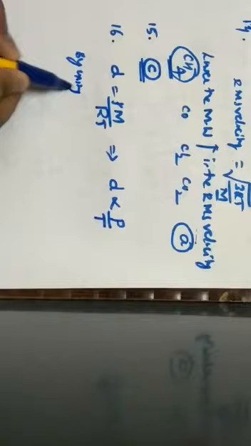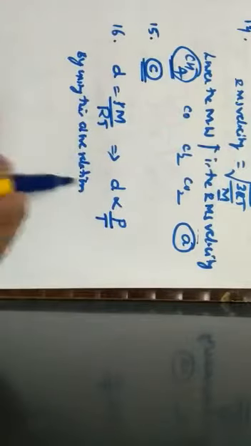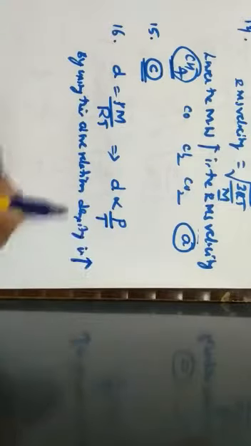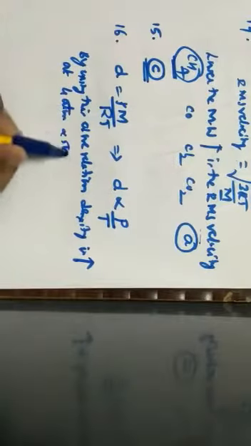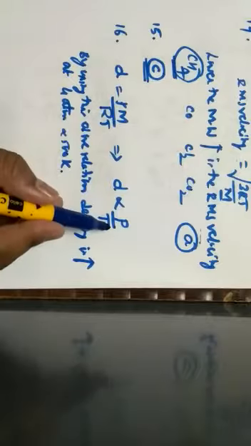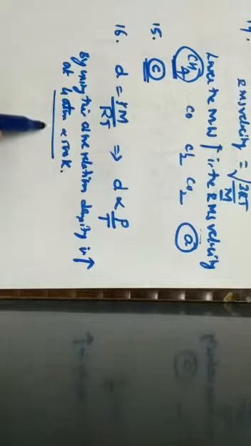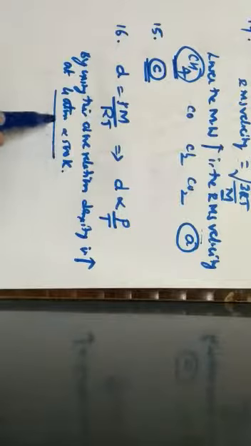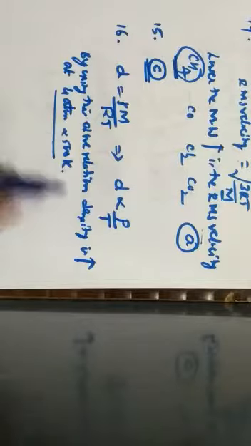By using this relation, I can clearly understand that density is maximum at 4 atmospheres and 500 Kelvin, because density is directly proportional to pressure and inversely proportional to temperature. Hence, the correct option is 4 atmosphere pressure and 500 Kelvin temperature, which is given by option D.